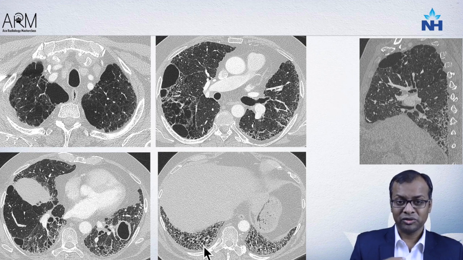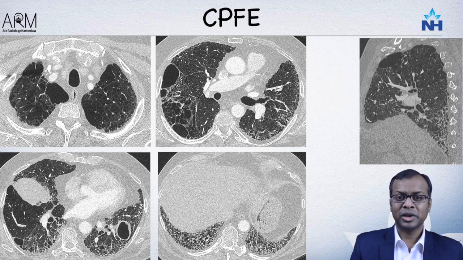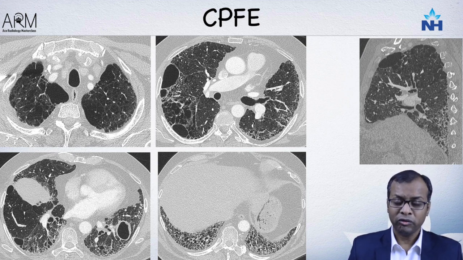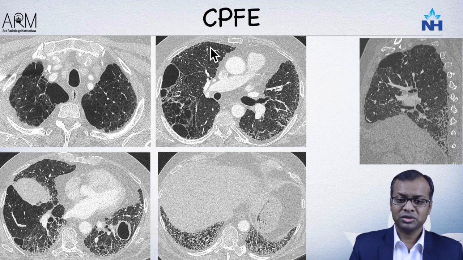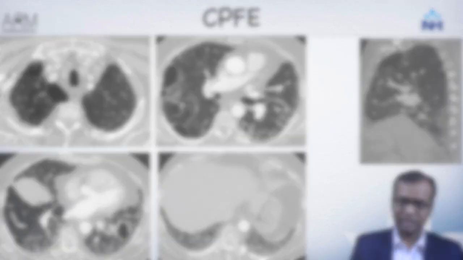You're seeing a lot of cysts or honeycombing across here, and in the upper lobes, you're seeing these large bullous areas in the paraseptal region. So this is a patient who has got combined pulmonary fibrosis with emphysema. The ILD pattern often is UIP, but we've started to see other ILD patterns also in these patients. So this is CPFE in a patient who's got emphysema and ILD.